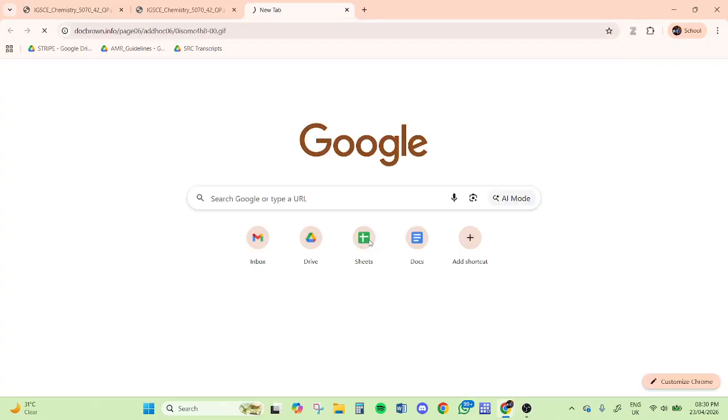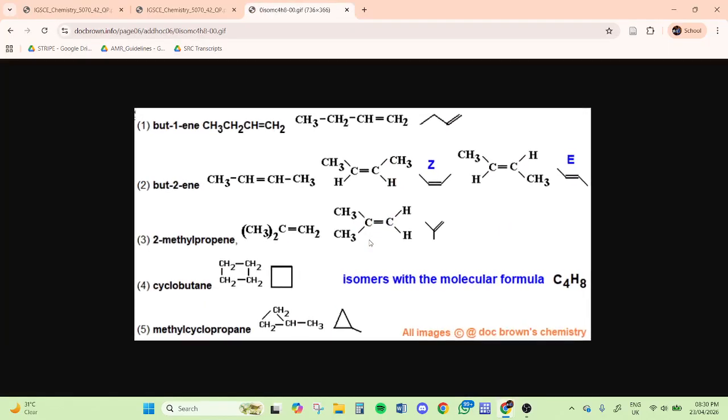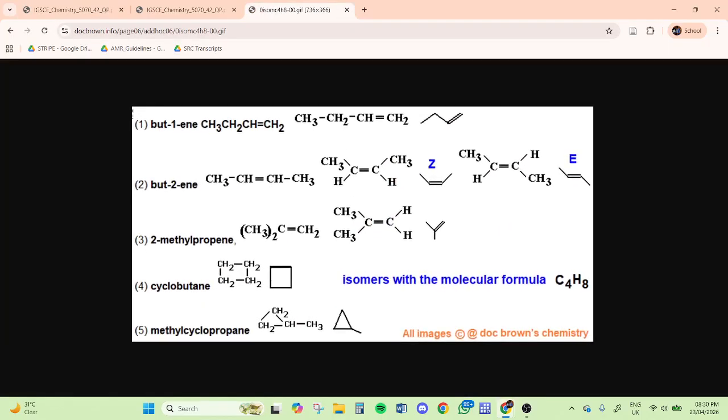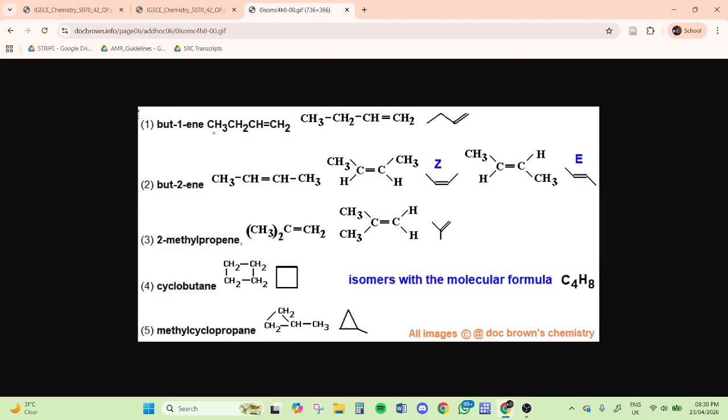So if we take a look at all the structural isomers, I've gotten this image from the internet. You can take a look over here. But-1-ene is one of them. This is straight chain. Can't really draw on this one, but that's fine. If you take a look at the other ones, this is 2-methyl propene.